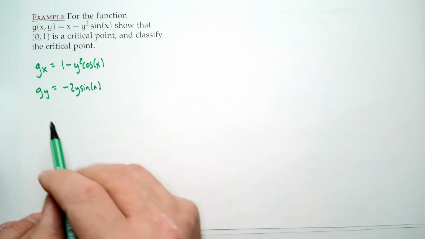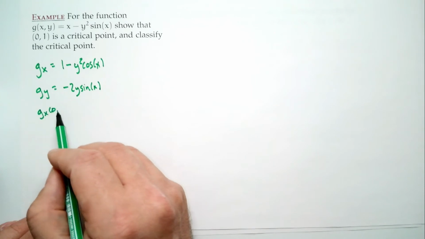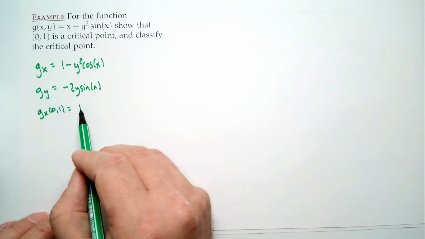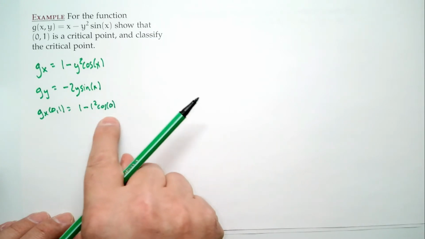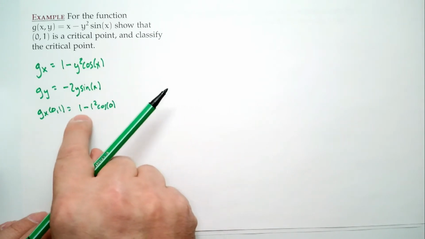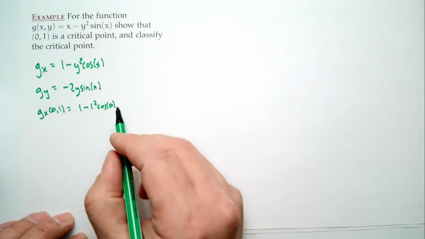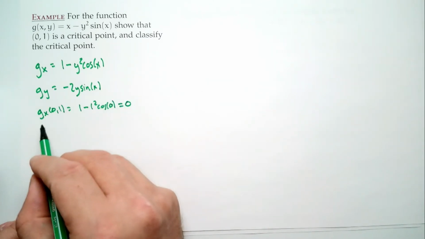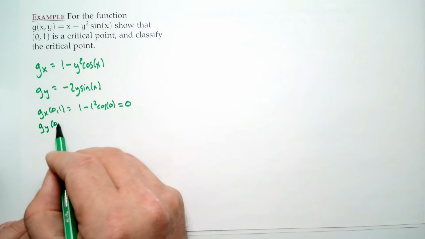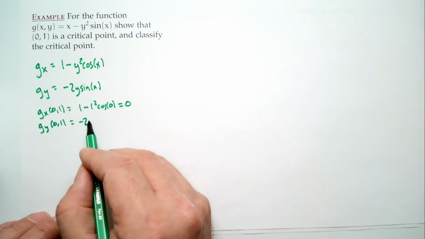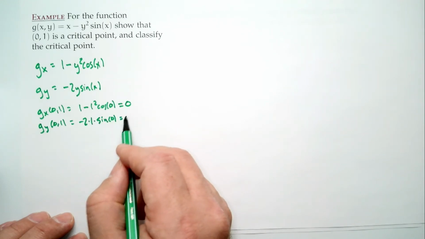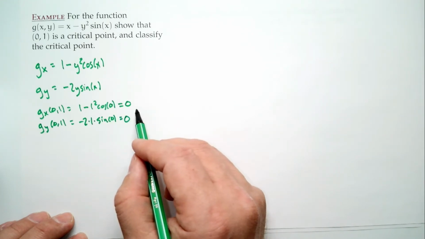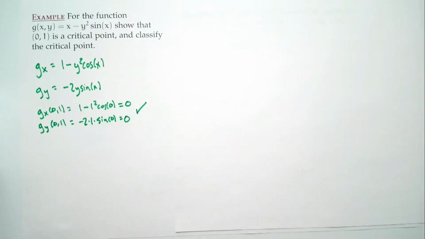So when we plug in (0, 1), g sub x at (0, 1), well, that's 1 minus 1 squared cosine of 0. But cosine of 0 is 1. So you end up with 1 minus a bunch of 1s multiplied together, which is 0. G sub y, well, that would be minus 2 times 1 times sine of 0. And sine of 0 is 0. Okay, so this is to show that it's a critical point. So we've now shown it's a critical point because the gradient equals 0.